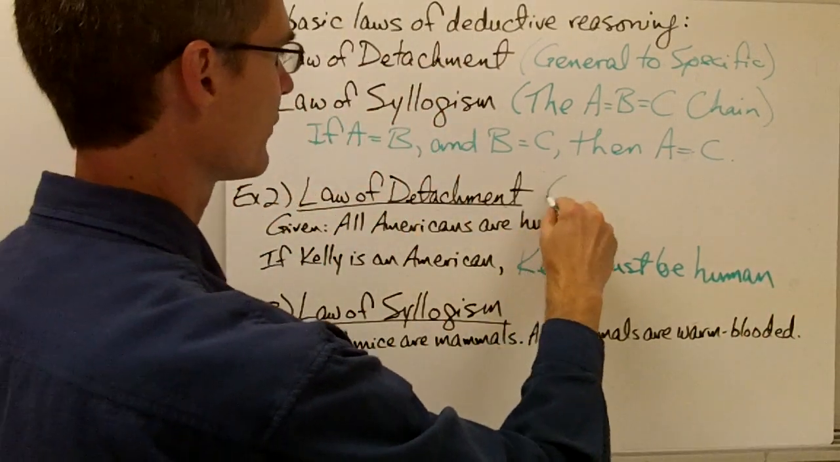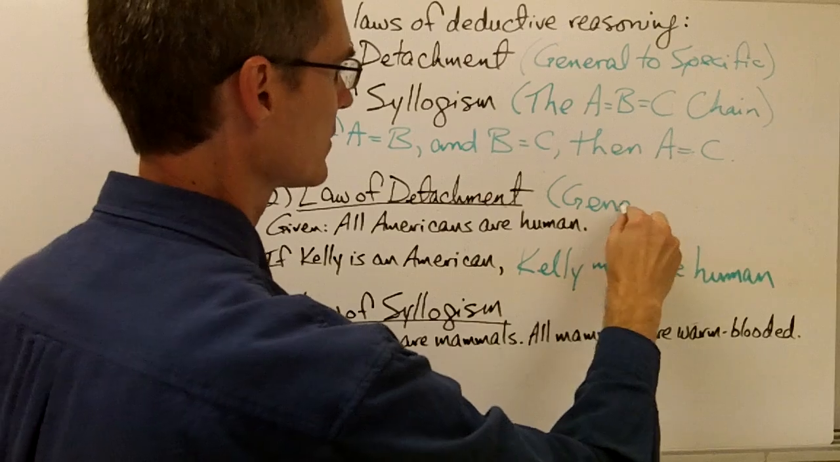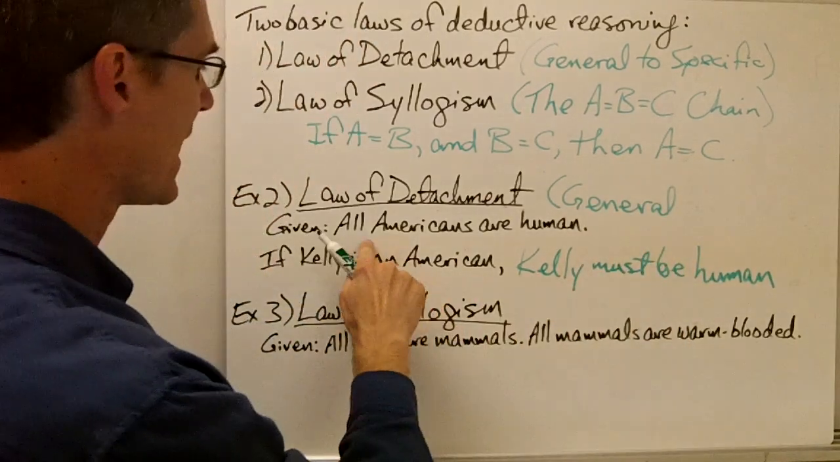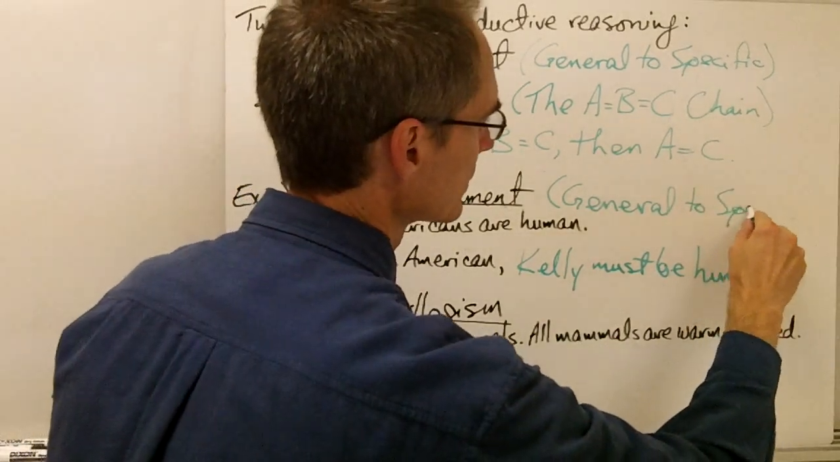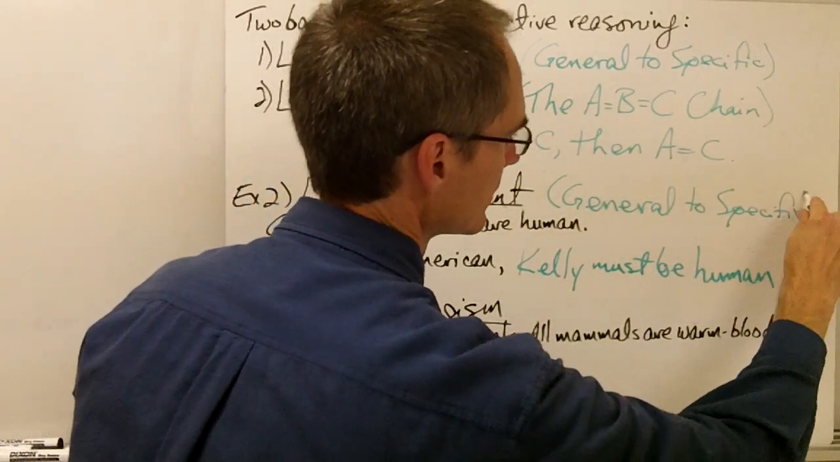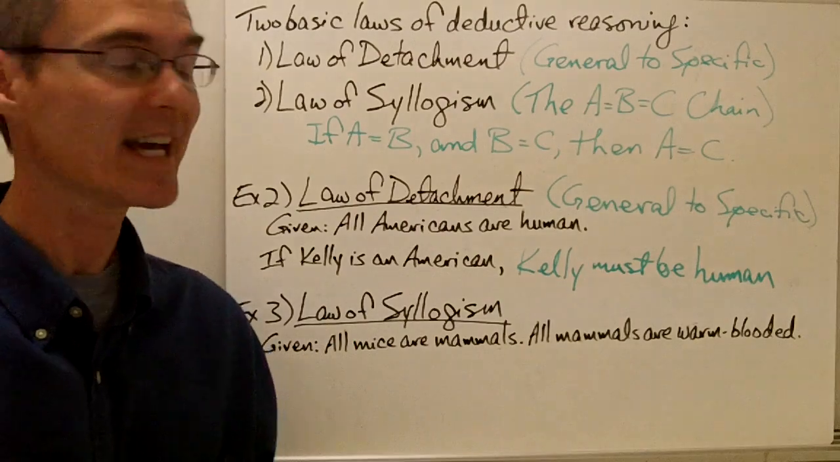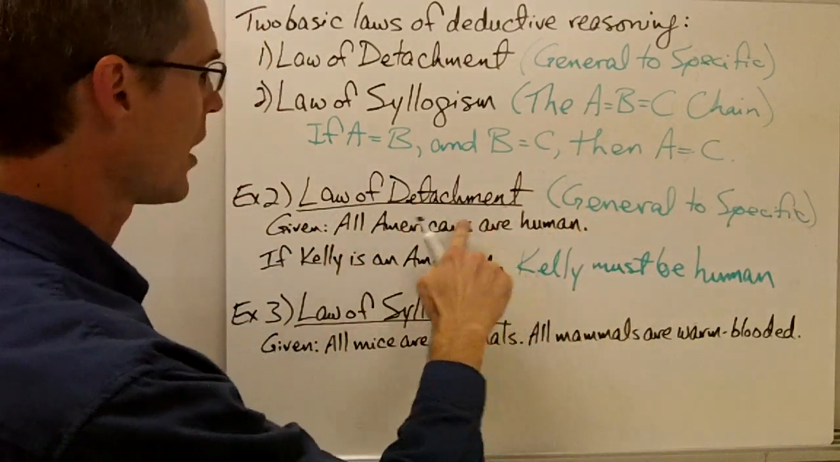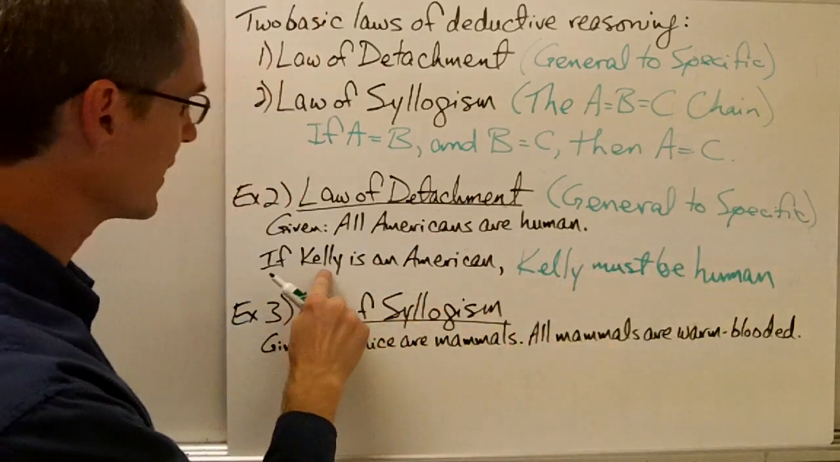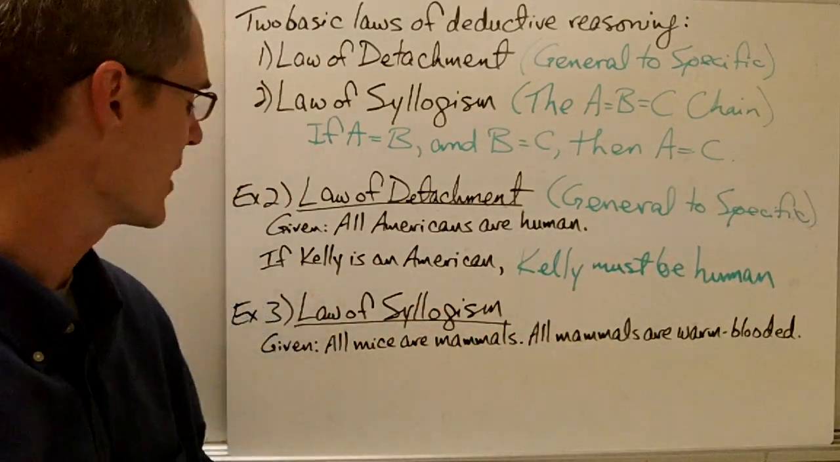Notice that we're going from a general statement about all Americans to a specific statement about a specific American, Kelly. That's the law of detachment. It goes from something general, all Americans, to something specific, one particular, one specific American.